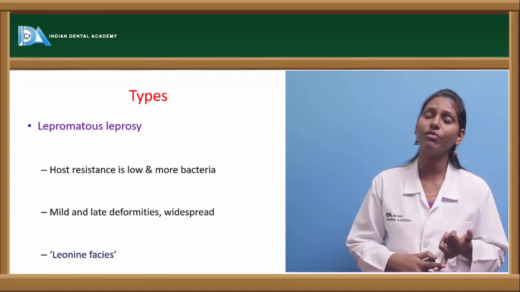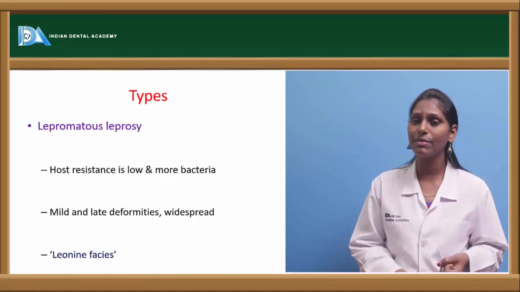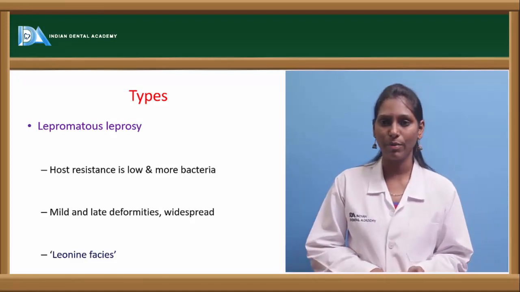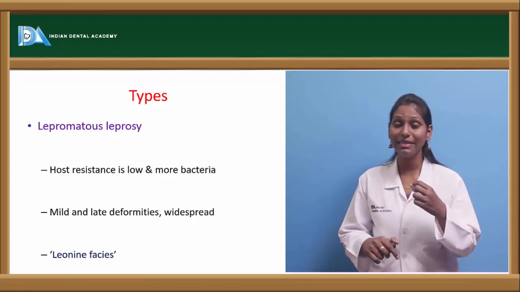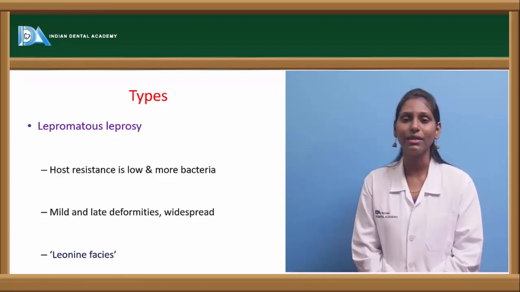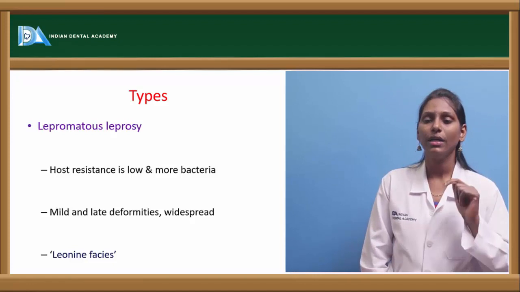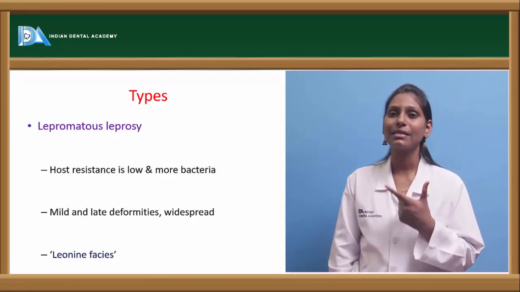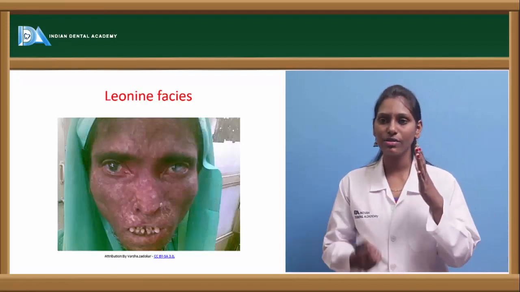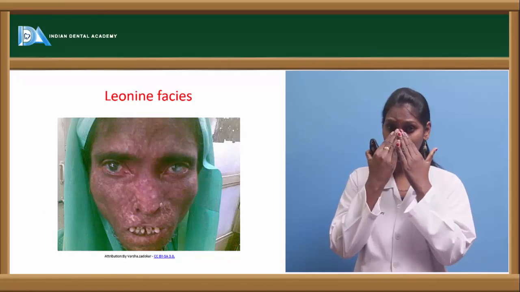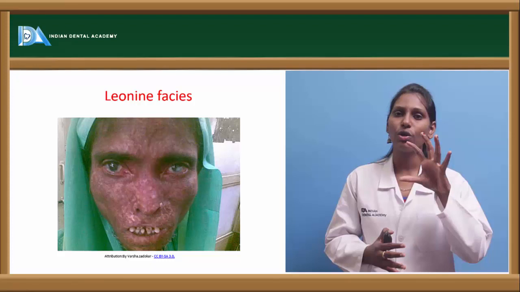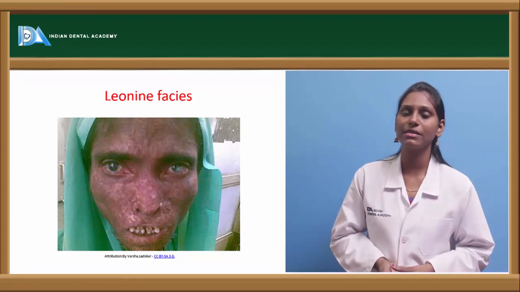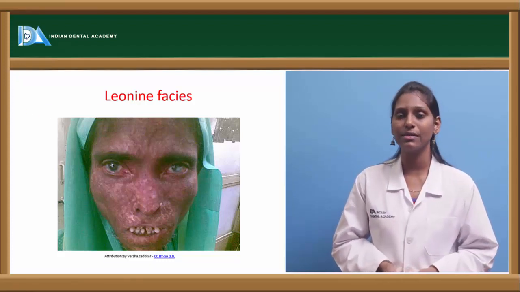Hence, we see fewer polymorphonuclear leukocytes and fewer macrophages in this case of lepromatous leprosy. However, in lepromatous leprosy the deformities are usually mild and late, but the disease is widespread. Lepromatous leprosy has a characteristic feature of leonine facies because of the saddle nose, the depression of the nasal bridge, and also the face itself takes the picture of a lion. Hence it is called leonine facies, a characteristic feature of lepromatous leprosy.